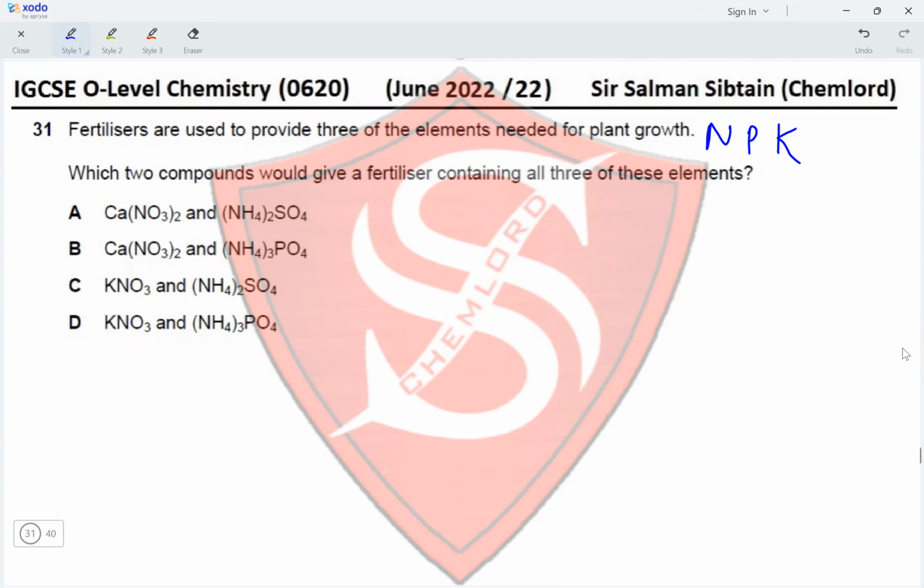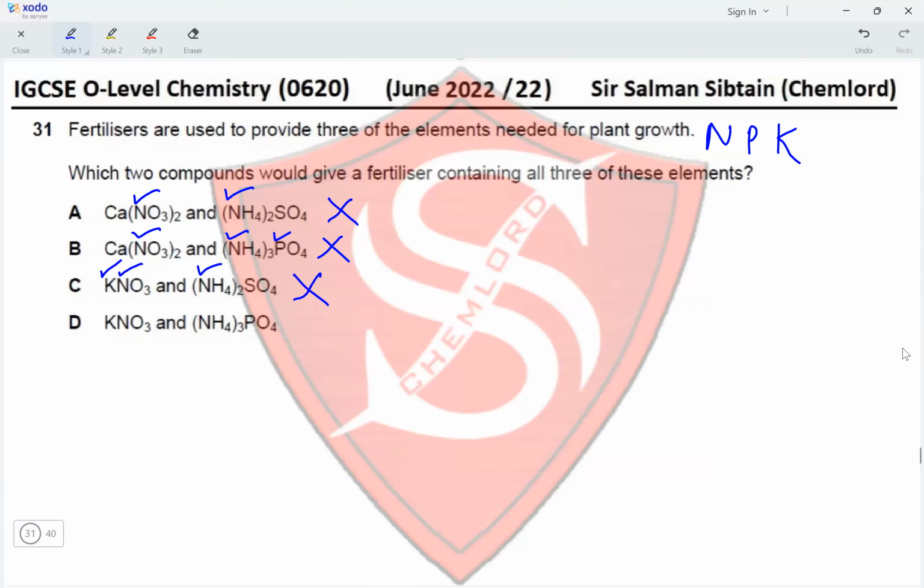Okay, so in A, we've got nitrogen, and missing elements are phosphorus and potassium. So this is not it. In B, we've got nitrogen and phosphorus, but potassium is missing. This is not it. In C, we've got potassium, we've got nitrogen, and phosphorus is missing. So this is not it.